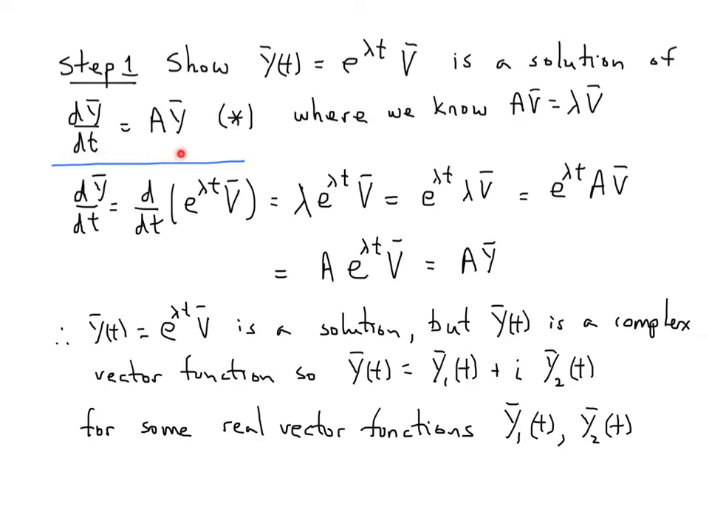Here's our linear system. I've written it one more time. We know that A times v is equal to lambda v. We take the derivative of our solution, which is of this form. Here it is. We're taking its derivative with respect to t. The only t in the whole expression is here, in the exponent of an exponential. And so the derivative of e to the lambda t is just lambda e to the lambda t. And the vector v is just a constant, and it goes along for the ride.